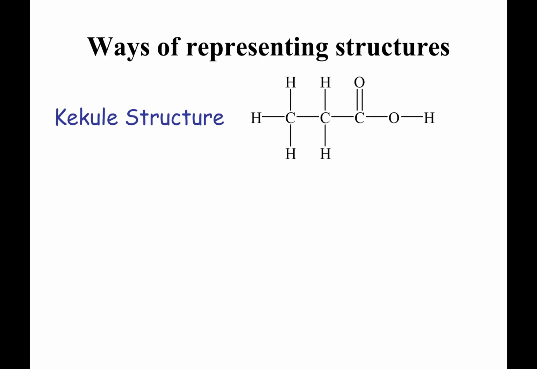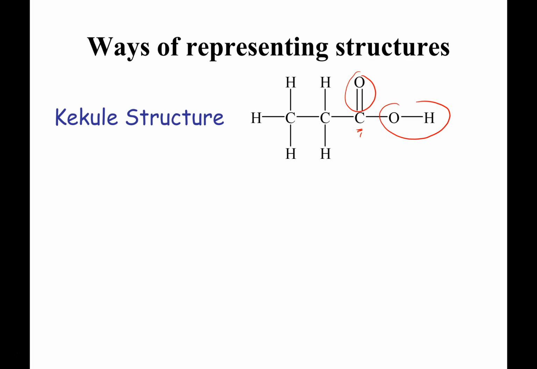All right, different structure. Now, in this structure, it gets a little exciting. We'll be talking about functional groups. This is an example of what we call a carboxylic acid. Carboxylic acids are characterized by a carbon double bond oxygen. That same carbon has an OH group. But this would be the Kekule structure.